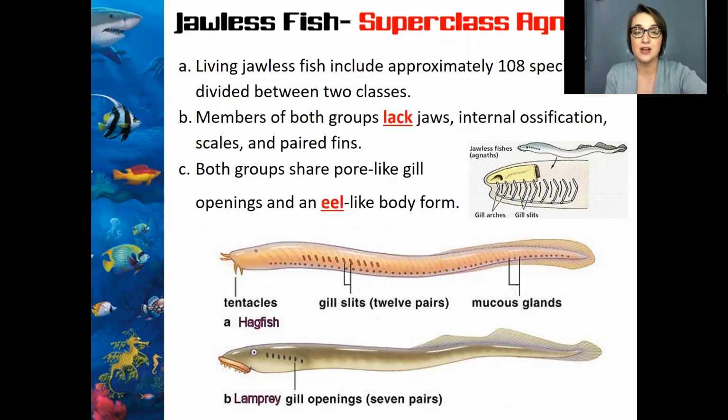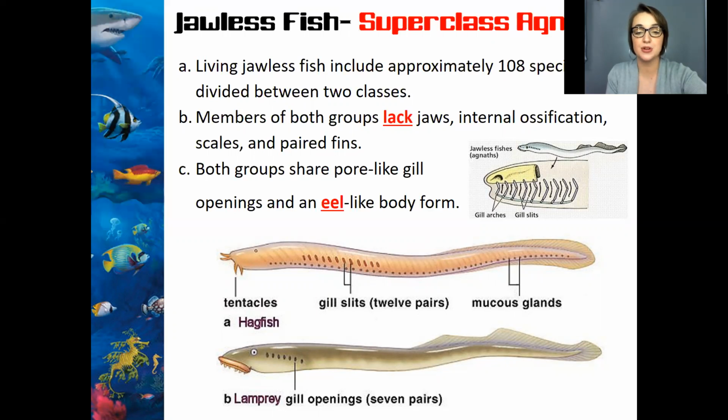They're not going to have internal ossification, which just means they're not going to have a skeleton. They're going to be very similar in shape to an eel. They don't have scales. They don't have those paired fins. So again, these are the simplest of the simple. And we'll watch a video on, I believe it's on lampreys, so you'll see those actually in real life in action.